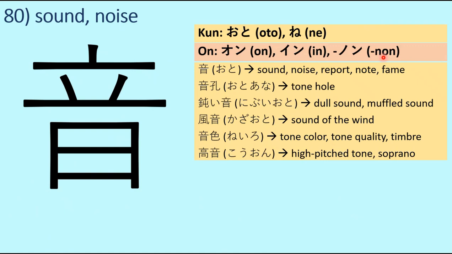Otoana, otoana is tone hole. Then we have nibui oto, which is dull sound or muffled sound. Then we have kaza oto. Kaza oto means sound of the wind. Then we have neiro. Neiro is tone color, tone quality, or timbre. And we have koon. Koon means high pitched tone or soprano, the sound of the soprano.